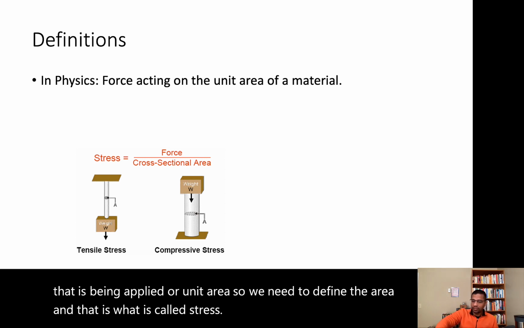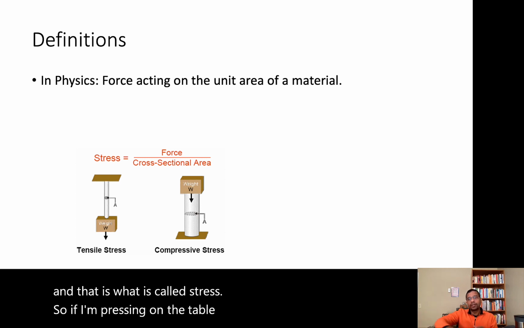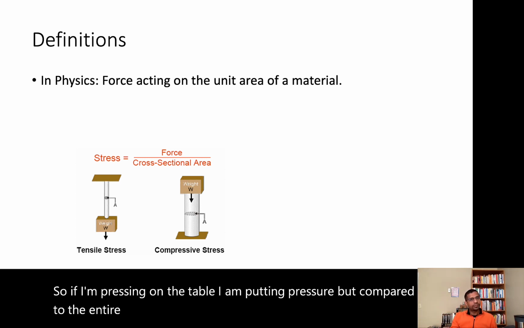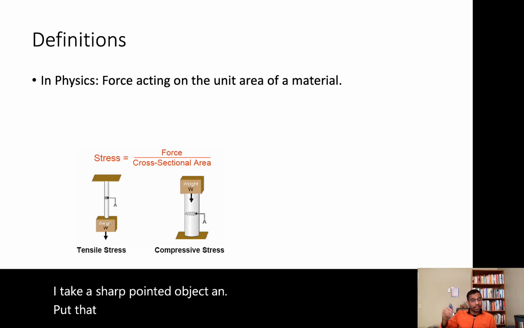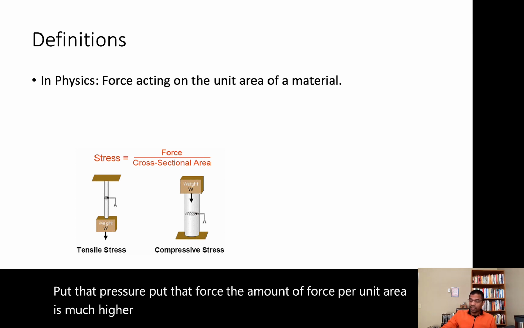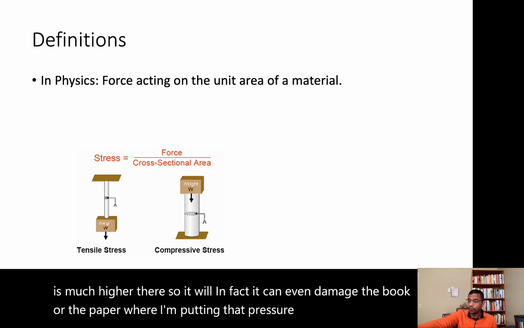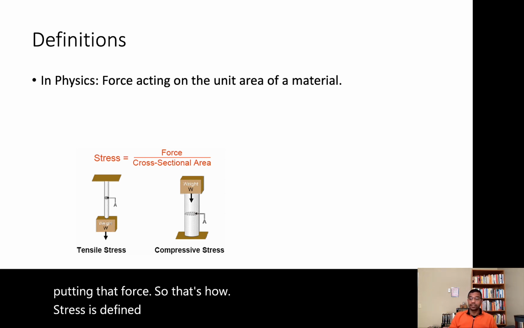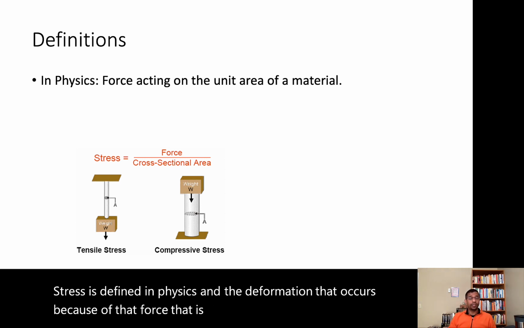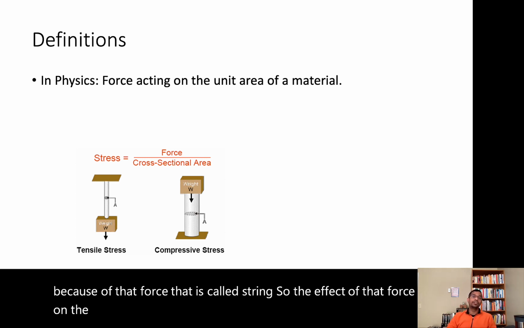So if I'm pressing on the table, I am putting pressure, but compared to the entire table, it is not as much of a pressure. But if I take a sharp pointed object and put that force, the amount of force per unit area is much higher there. So it can even damage the book or the paper where I'm putting that force. So that's how stress is defined in physics. And the deformation that occurs because of that force is called strain. So the effect of that force on the material is called strain.